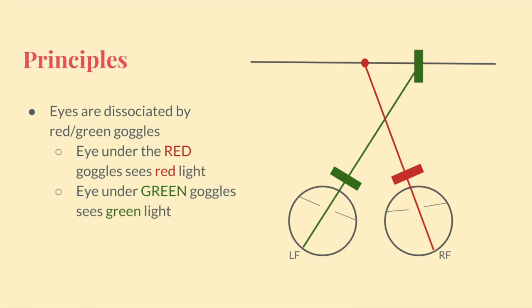In performing the test, the glasses are placed on the patient so that the eyes become dissociated. It is always key to remember that the eye under the red goggle sees the red light and the eye under the green goggle sees the green light.